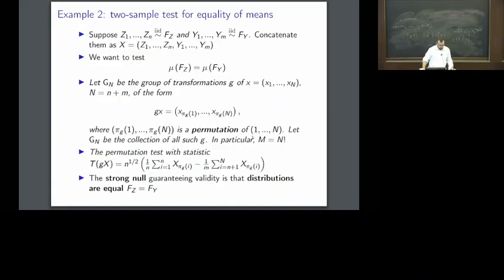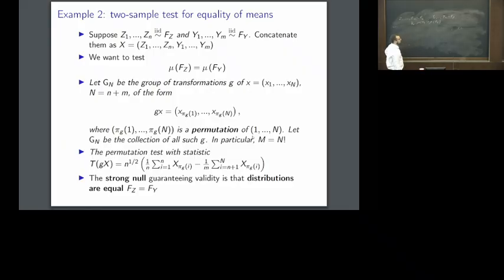Okay, what about the two sample test for the mean? So that's our second example. So I have two groups. I have the Z guys, Z1 to Zn. They're distributed according to some unknown distribution Fz. And I have the Y guys, Y1 to Ym, and they're distributed according to some Y distribution. And I'm interested in knowing if the Z guys and the Y guys have the same mean. And so I'm going to want to test that as my null hypothesis.